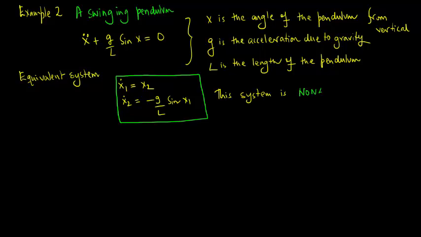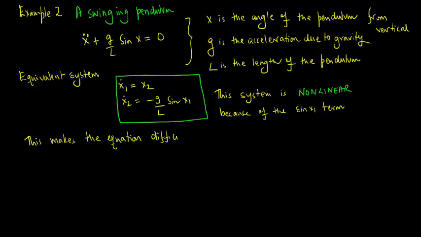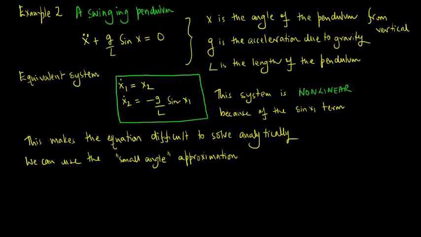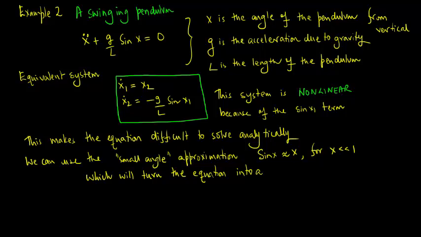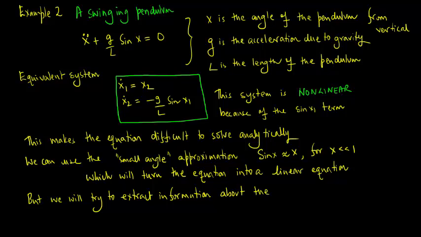This system is nonlinear because of the sine x1 term. Now this makes the equation very difficult to solve analytically. Now we can use the small angle approximation, that is sin x is approximately equal to x for x much less than 1, which will turn the equation into a linear one. But we will also try to extract information about the original nonlinear system using geometric methods.